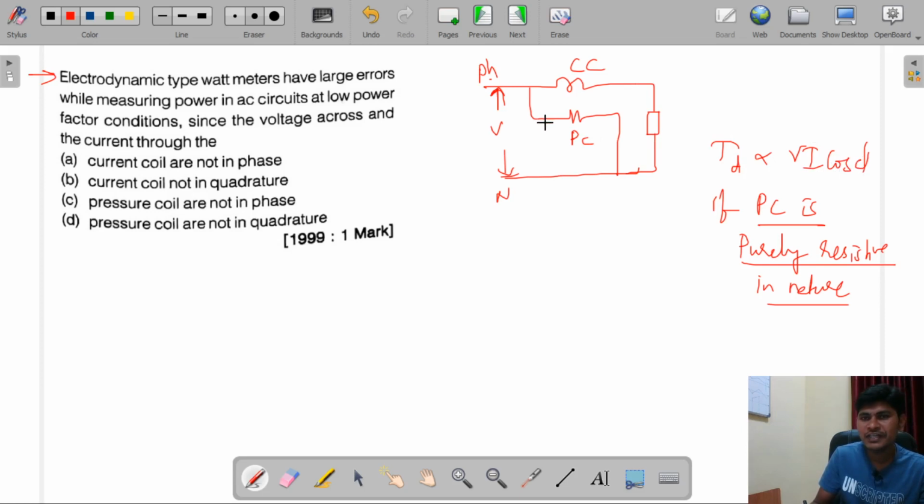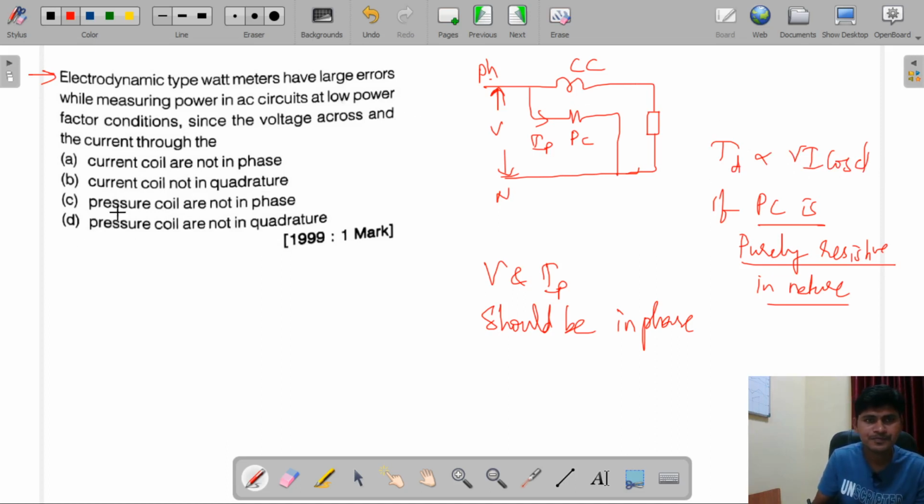If it is purely resistive in nature, it means the voltage across the pressure coil will be in phase with the current through the pressure coil. Let IP be the current flowing through this pressure coil, and V the applied voltage. Then V and IP should be in phase. Then TD will be directly proportional to true power, and the wattmeter measures true power.